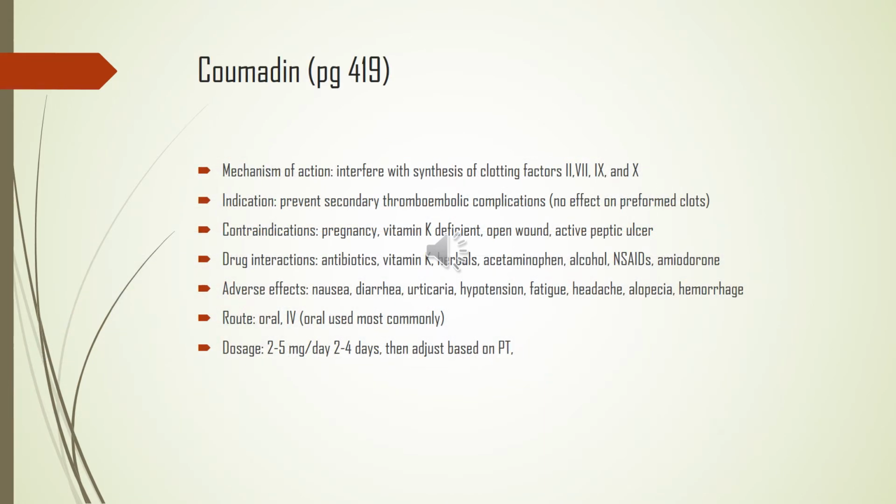Okay, Coumadin, page 419. Continuing on. The mechanism of action is it interferes, like I said, we talked a little bit about this earlier, it interferes with the synthesis of clotting factors. The indication is given to prevent secondary thrombolytic complications. The contraindications: if there's a problem with blood clotting, or a pregnant woman needs to have an anticoagulant, they're going to go to heparin before they will Coumadin. It is the most commonly used.